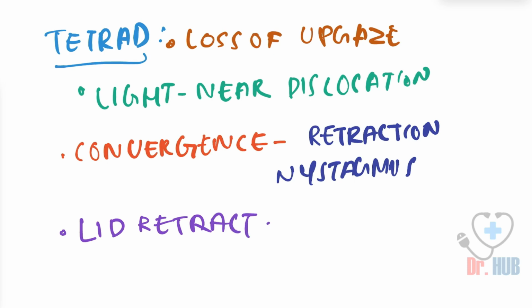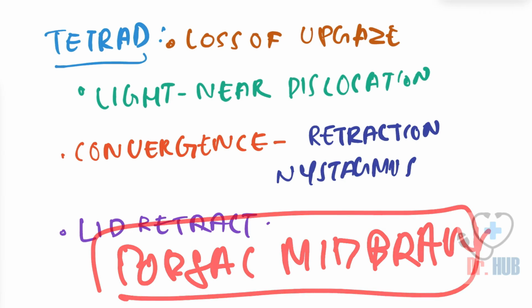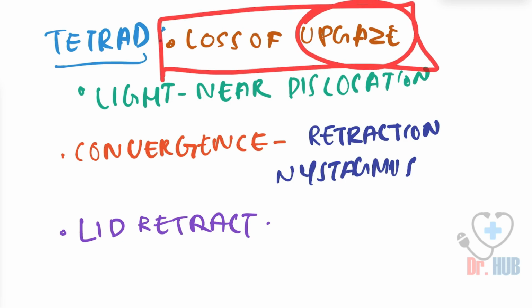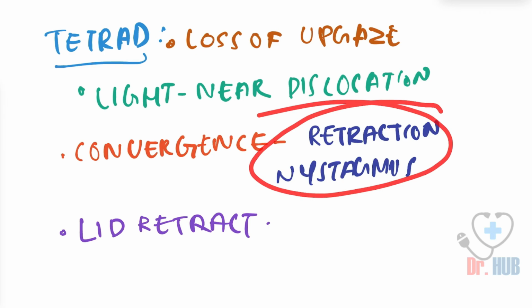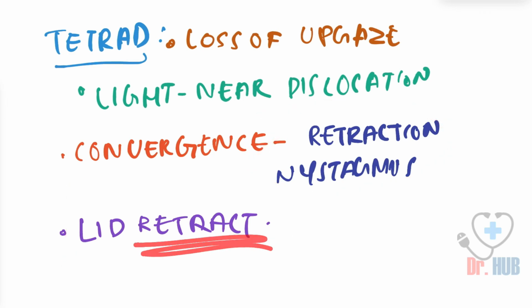Let's quickly recap. We dealt with the Parinaud syndrome, which had a defect in the dorsal midbrain. The features include the tetrad: loss of upgaze and light-near dissociation. Next, there is convergence-retraction nystagmus. Then there is also lid retraction.